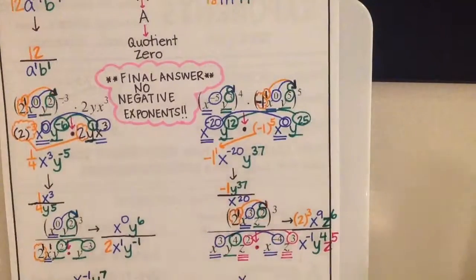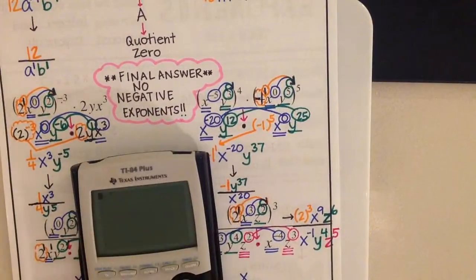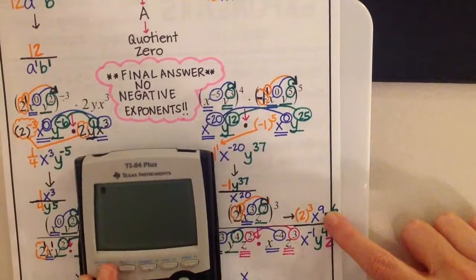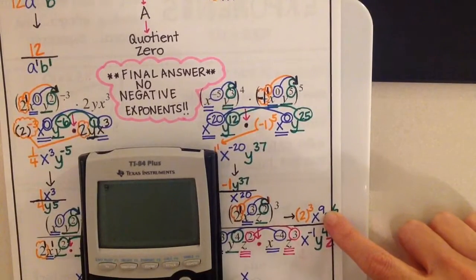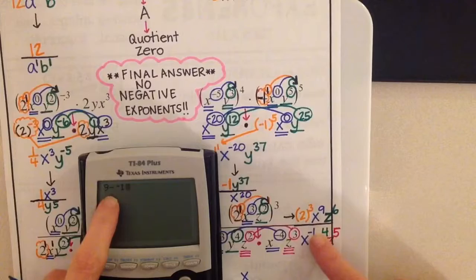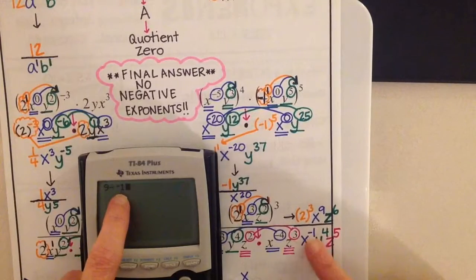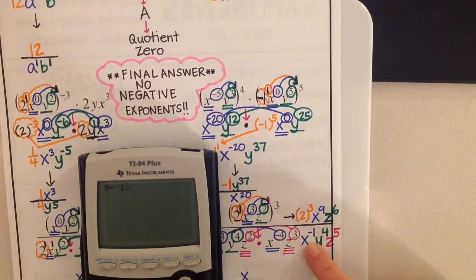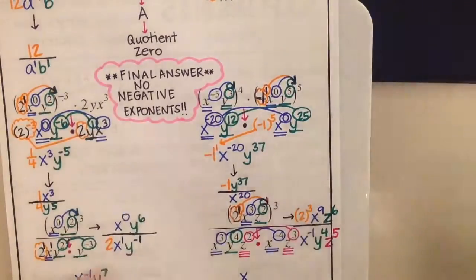Okay, and remember guys, you are going to type in the top exponent, 9, subtract, and then you're going to type in the bottom exponent. What bottom exponent do we have on the x? We have a -1. So I should see a dash for subtraction and that negative sign if your denominator exponent is negative. And I'm going to get x to the 10th power.